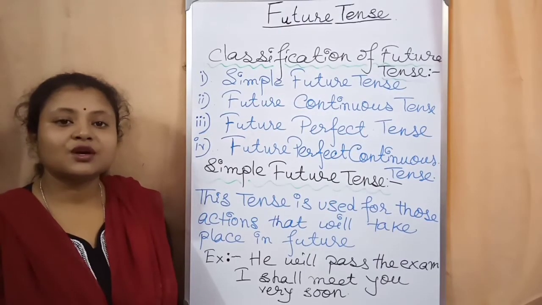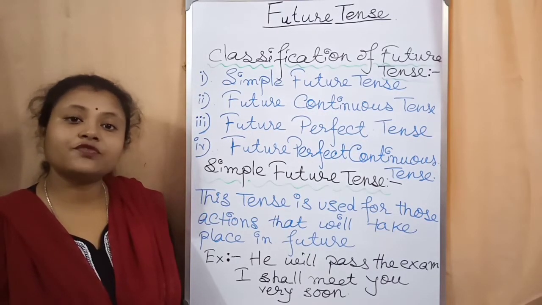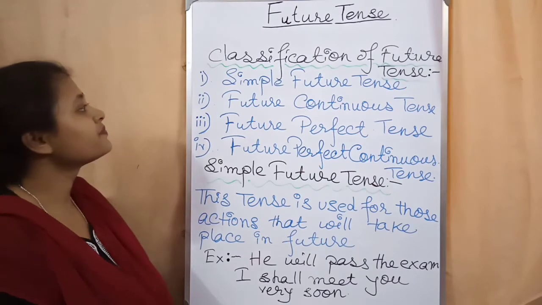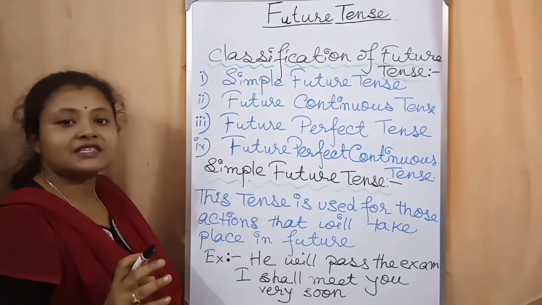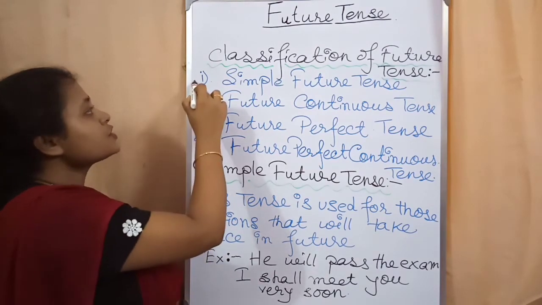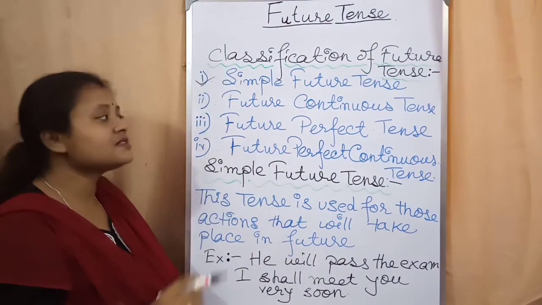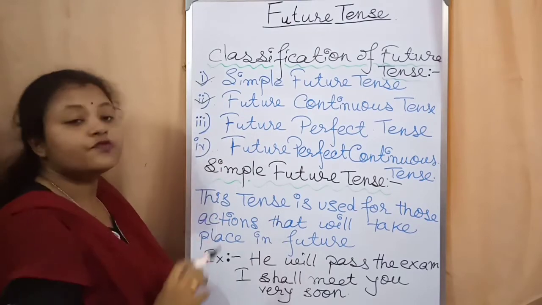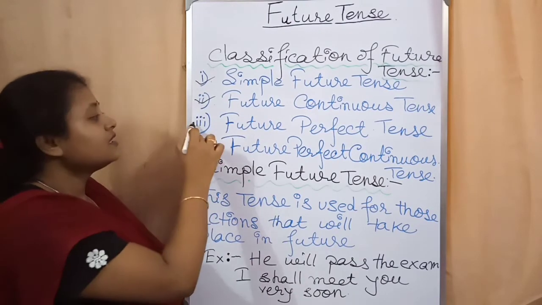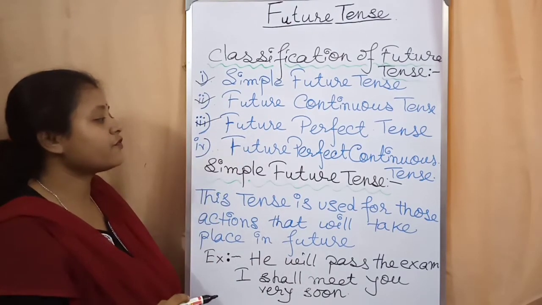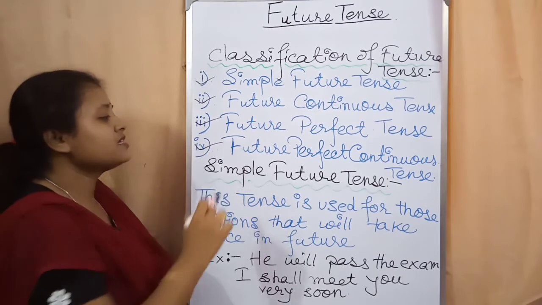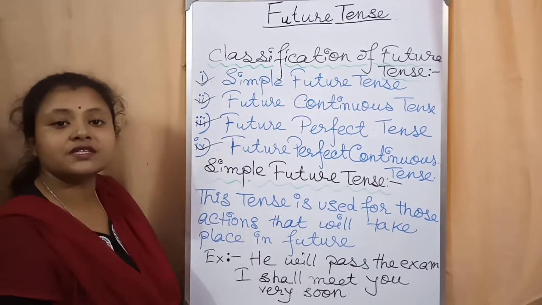Now students, what are the classifications of future tense? There are 4 classifications of future tense. First one is simple future or future indefinite tense. Second one is future continuous tense. Third one is future perfect tense. And fourth one is future perfect continuous tense.